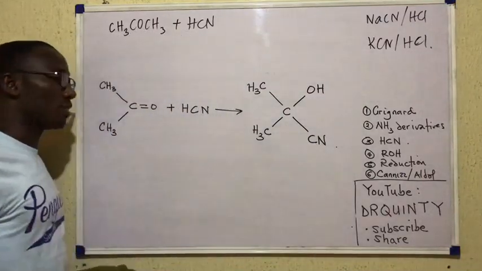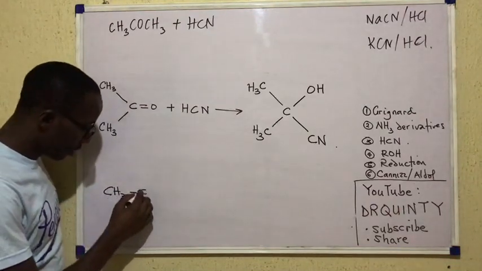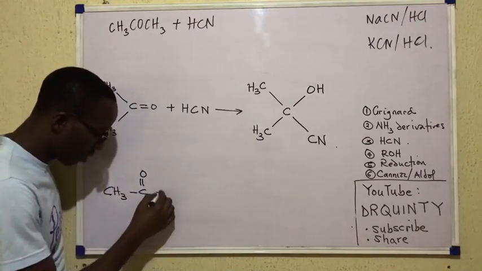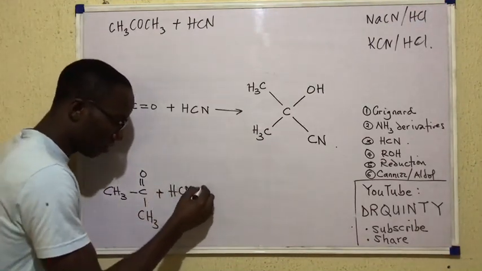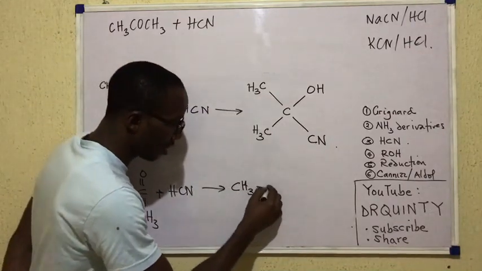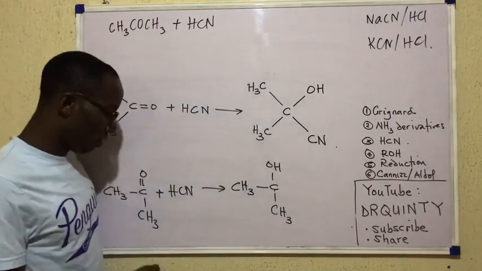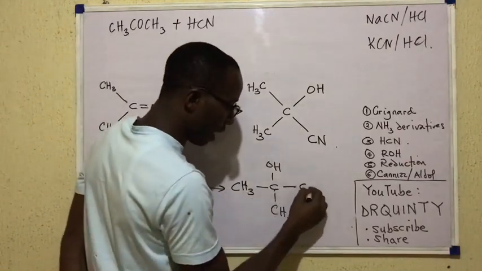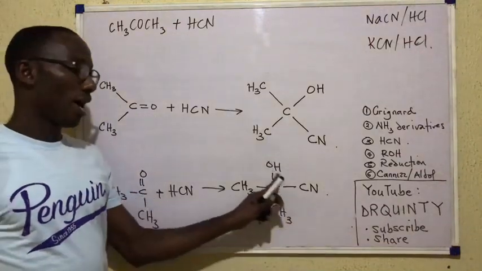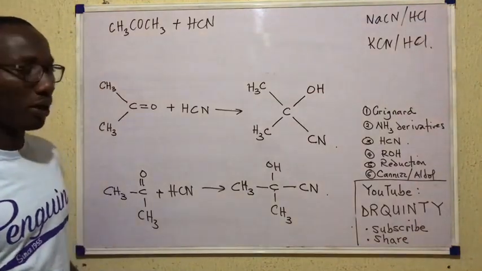So in the alternative, I could have written that reaction as CH3COCH3 plus HCN, same thing, so that the H joins that O and I have CH3, C, CH3 and OH, so that finally the CN, the nucleophile, attaches here. So that compound is called a cyanohydrine. Cyanohydrine, that's the name we call such compounds.